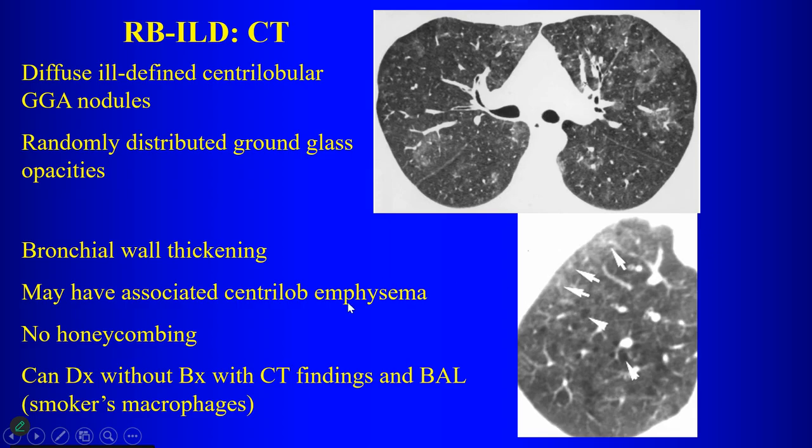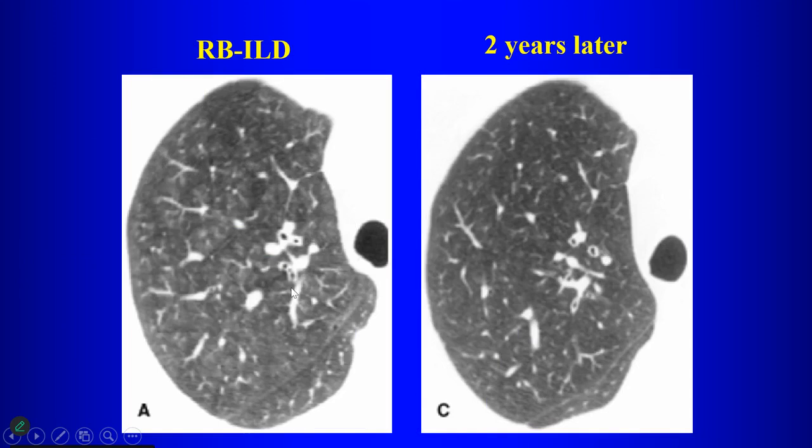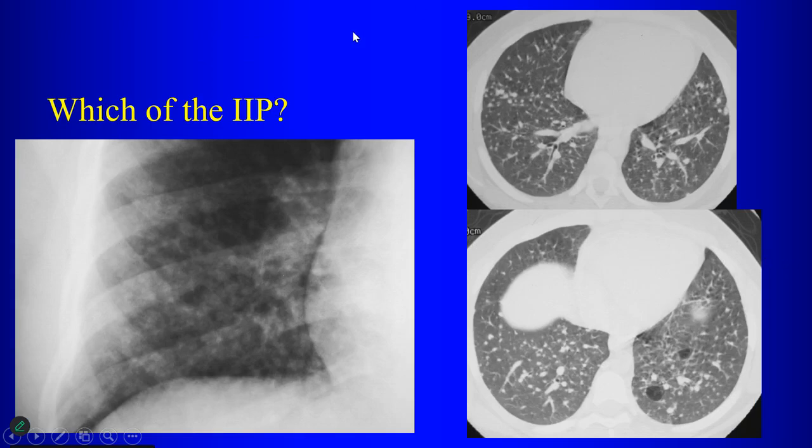Central lobular ground glass opacities can be very subtle, so you have to look really hard for them. They are smokers, so you might also see areas of central lobular emphysema. And you can't diagnose this without biopsy, as I've said. If you see those smokers' macrophages within the BAL fluid, then that's also sufficient to make the diagnosis. Example of when the patient is symptomatic, two years later gets better. If the patient stops smoking, it can also be treated with steroids. Okay, the findings here.